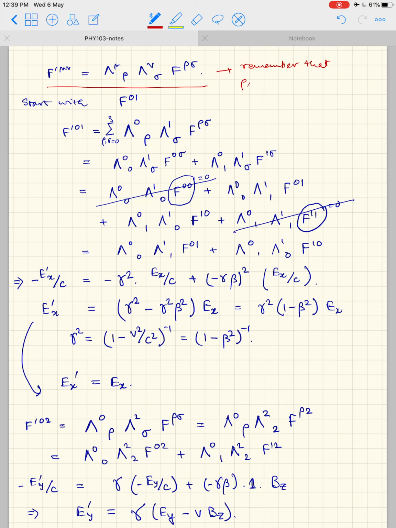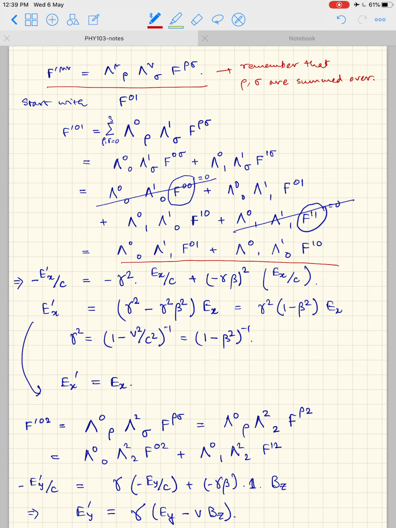So sigma and rho are summed over. Any repeated indices means a sum, so these things are summed over. For example, if you wanted to look at f01 prime, you had to put mu equal to 0 and nu equal to 1. And carefully going through the steps, what we found is that the two terms that we were left with were given by this line here. The rest of the terms were all equal to 0.